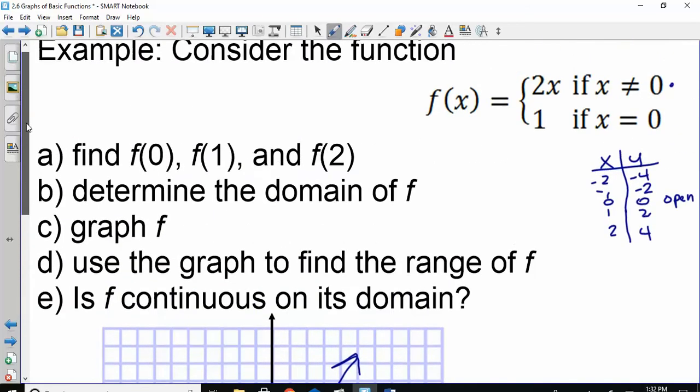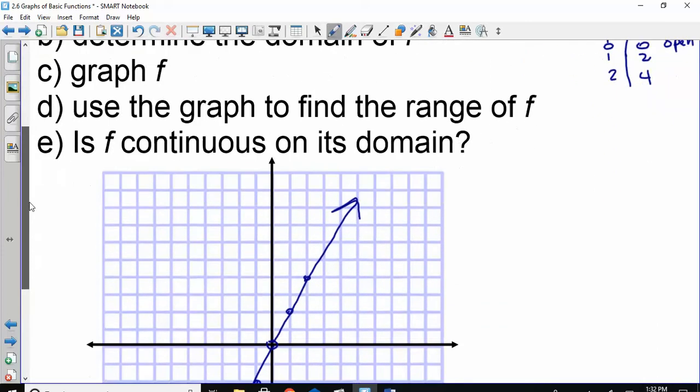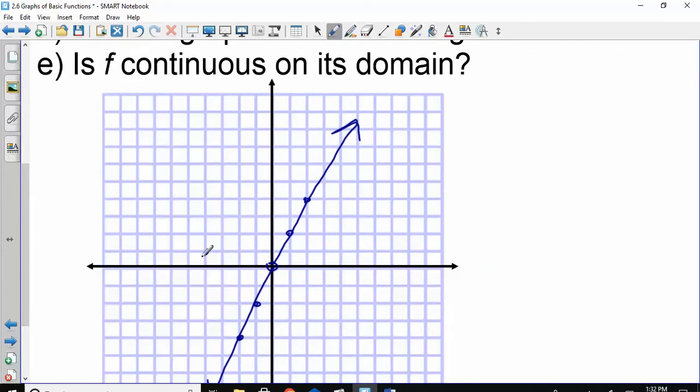And then the second piece is 1 if x equals 0. What's that? Yeah, just a point at 0, 1. So it still is a function, passes the vertical line test because that's open right there.